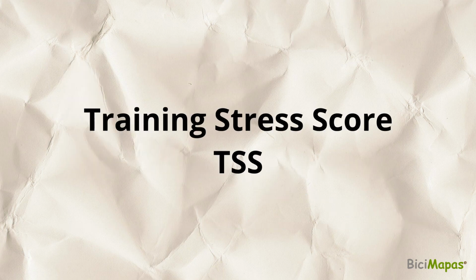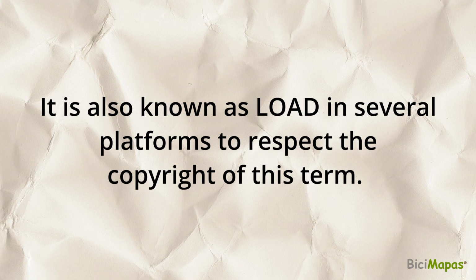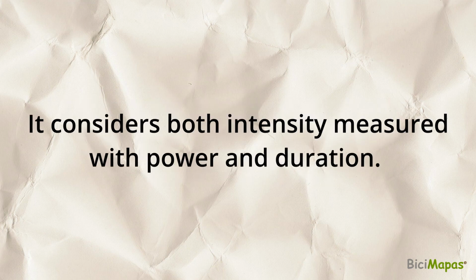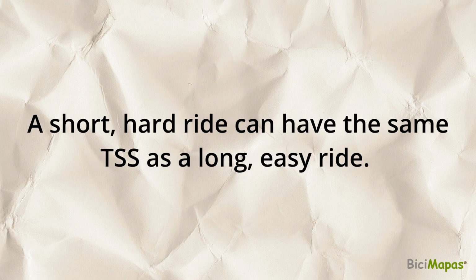Training stress score, or TSS. It is also known as load in several platforms to respect the copyright of this term. TSS is a number that estimates how much strain a workout puts on your body. It considers both intensity, measured with power, and duration. A short, hard ride can have the same TSS as a long, easy ride.